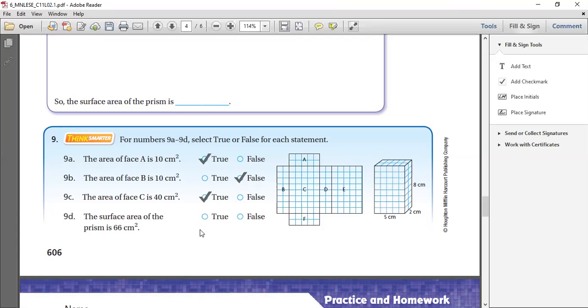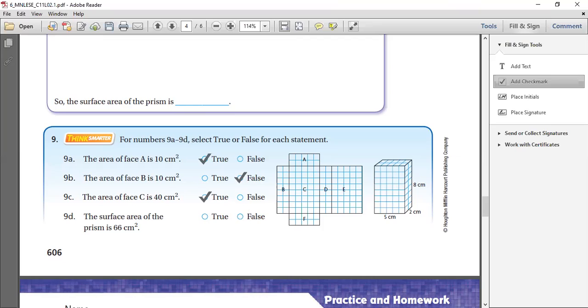Now the surface area of the prism is 66 centimeter square. Now you have to be a little bit smart enough, rather than calculating the whole thing and checking. See, if C is itself 40, okay, E is also going to be 40. We already know that there are 2 faces. So if C is one face, E is going to be the other. So if C is 40, E is also 40. There itself, it's 40 plus 40 is going to give you 80. How can the whole surface area be 66 square centimeter?